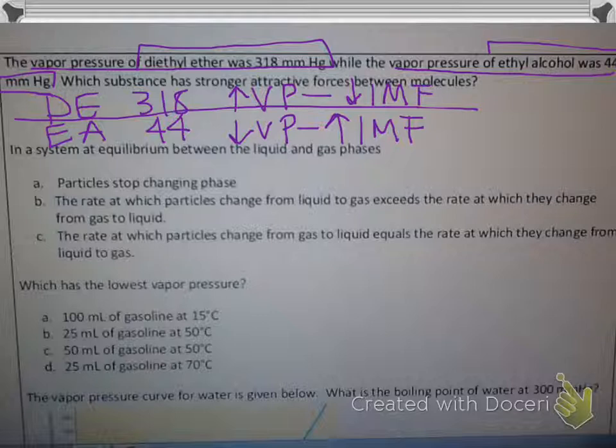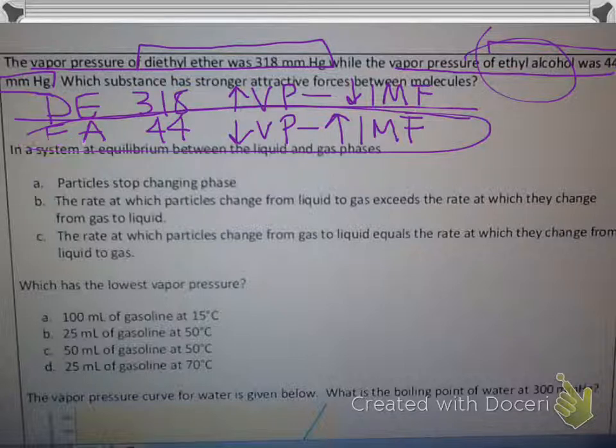So overall, who has the stronger attractive forces? The lower the vapor pressure, the higher the intermolecular forces. All right, so it's ethyl alcohol. Yay, ethyl alcohol. All right, let's look at the next one.